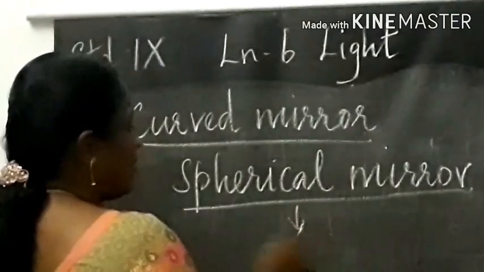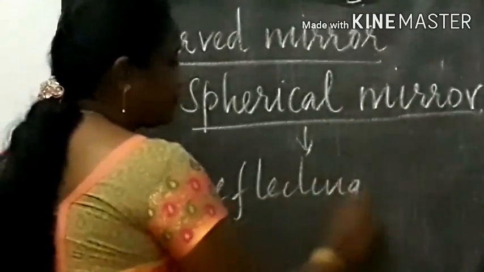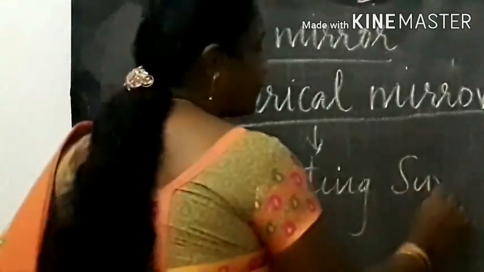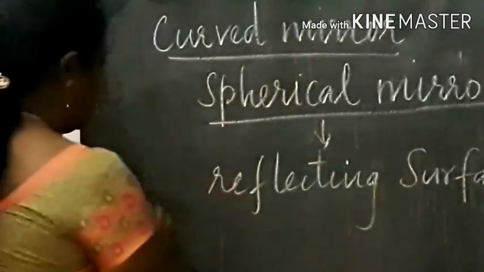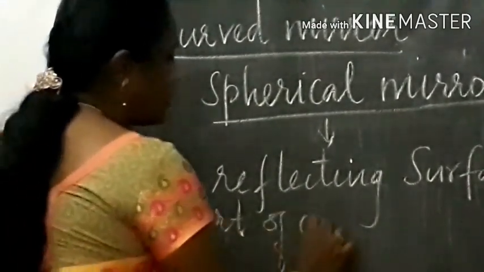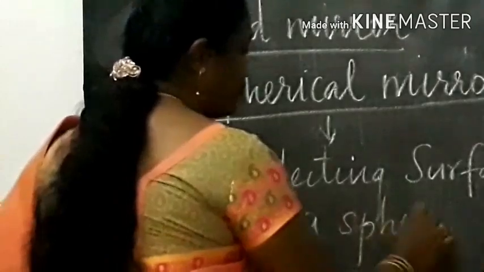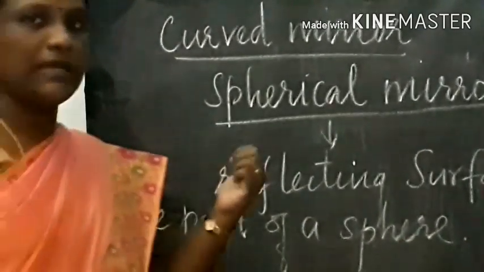So what is a spherical mirror? The reflecting surface will be part of a sphere. So such a type of mirror is called a spherical mirror.